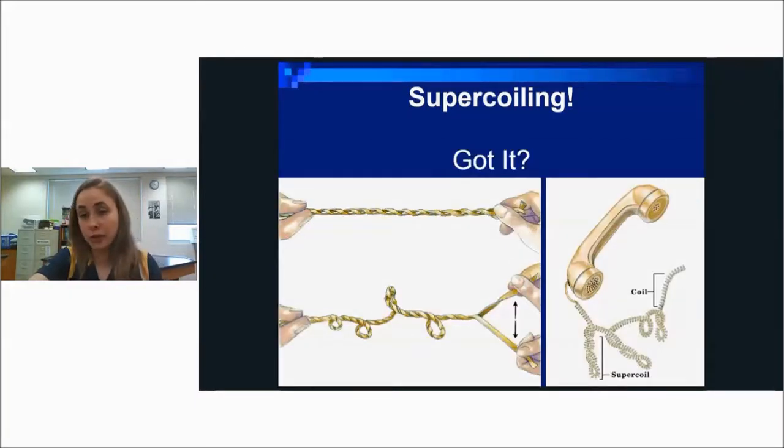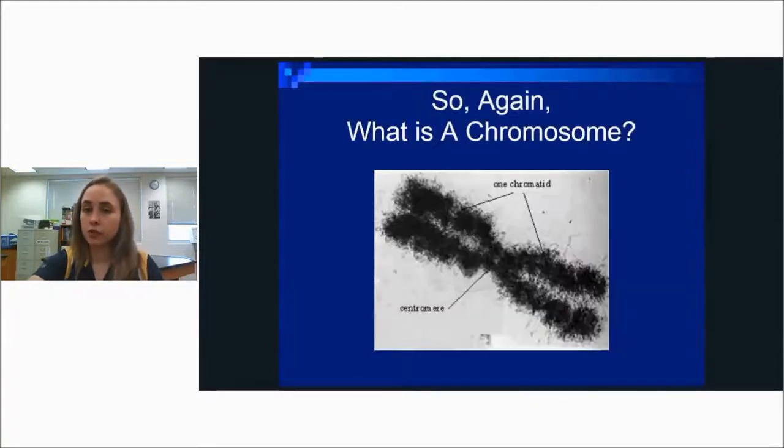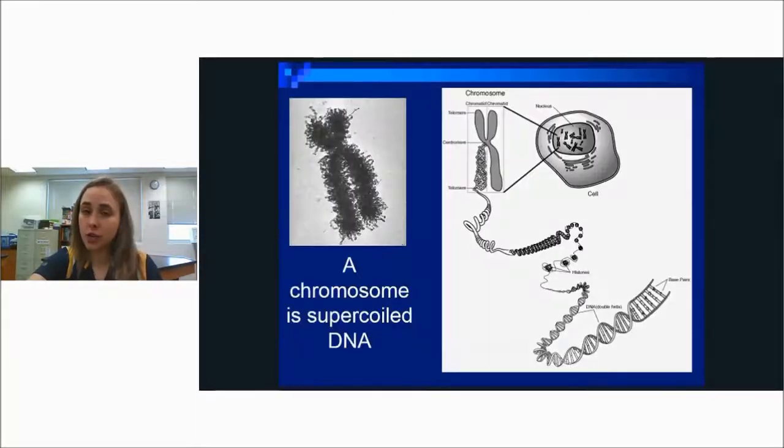Here is a picture of a telephone cord, what I was showing you before. There's the one coil of all the nucleosomes coiled around each other, and then it can coil on itself again, and that would be a supercoil. And it does this multiple times. So what would a chromosome be? I hope you answered supercoiled DNA. And here you go, a picture of it going from just the double helix, the ladder, all the way into a chromosome.